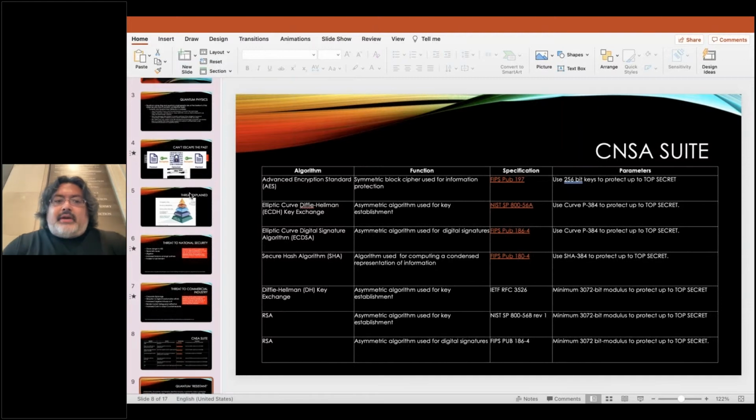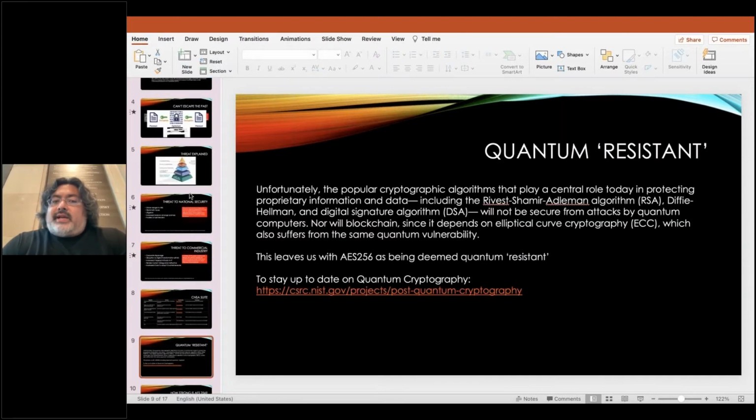So, the term quantum resistant. Unfortunately, the popular cryptographic algorithms that play a central role today in protecting proprietary information and data, including RSA, Diffie-Hellman, and the DSA, will not be secure from attacks by quantum computers. Nor will blockchain, since it depends on elliptic curve cryptography. Blockchain, as most people correlate it, is the foundation of cryptocurrencies like Bitcoin, so it has the same quantum vulnerability. There's a term, Q-Day, an informal term linked to the day that a quantum supercomputer exists, and what potential damage it could do to networks, financial systems and other markets. But again, there are a lot of conspiracy theories around that, which I won't delve into. The one that has been deemed quantum resistant is AES 256, Advanced Encryption Standard 256-bit.